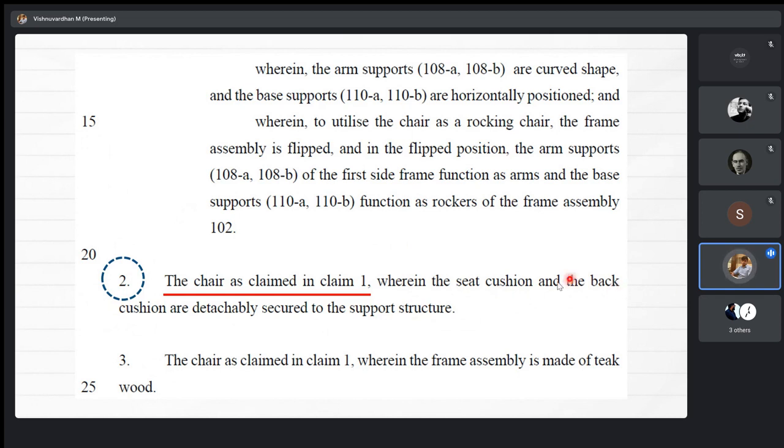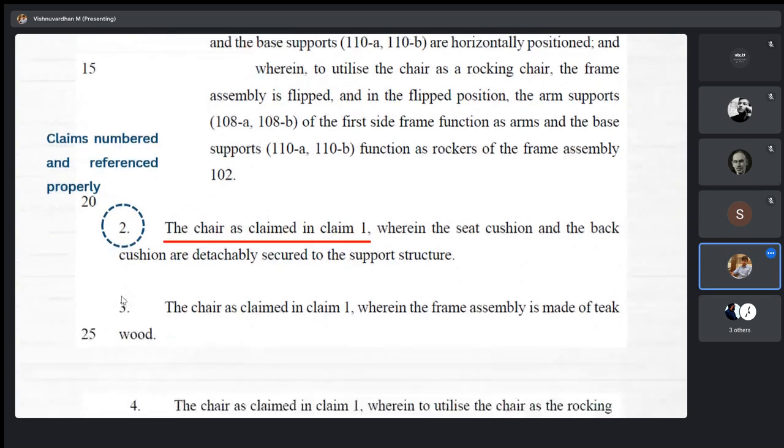Again, there is a mistake here. You need to list out the numbers. So in your application, when you write the answer, seat cushion 114, back cushion 116, write the numbers. Claim number 3, the chair as claimed in claim 1, wherein the frame assembly is made of teak wood. Can you notice how the claims are getting narrower and narrower? First, they only describe the structure. Then they said it's detachably secured cushions on the chair. Then they're talking about it being made of teak wood. So it's getting narrower and narrower. This is the way the claims progress. Claims should be numbered and referenced properly.